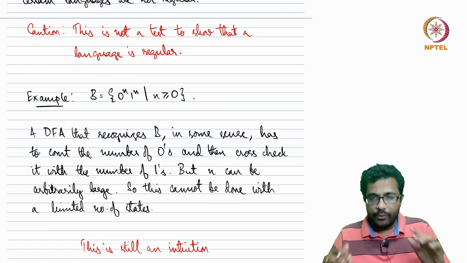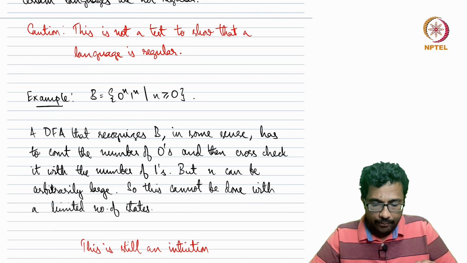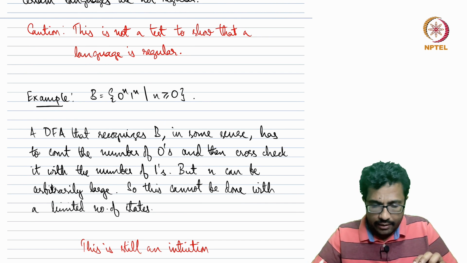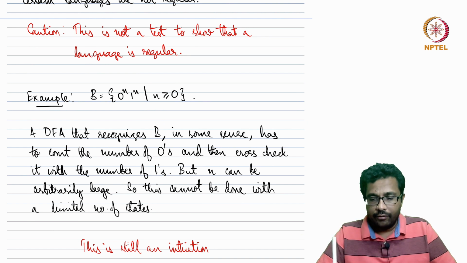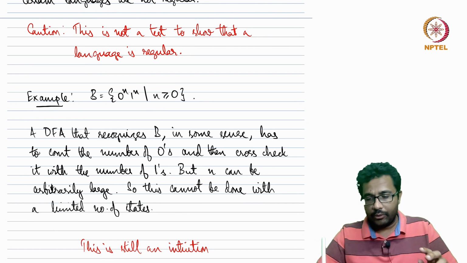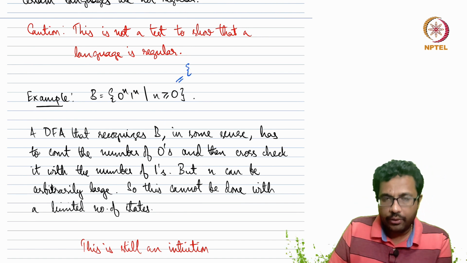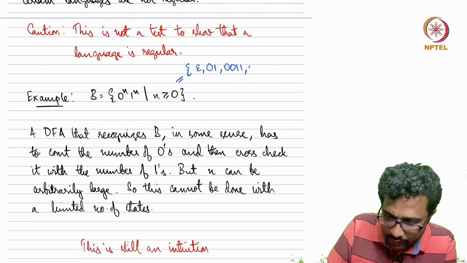So before we get on to the formal statement of the pumping lemma, let's just see an example of a language that is not regular. The language is the language B, where B is 0^n 1^n for any n greater than or equal to 0. So when n is 0, it is just the empty string. When n is 1, it is the string 01. When n is 2, it is 0011. Then 000111 when n is 3, and so on.